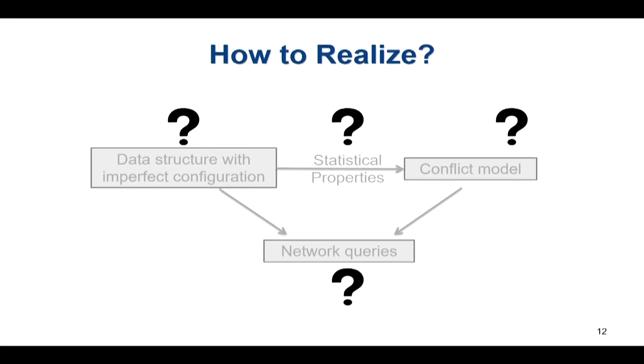To realize this high-level idea, we need to address four problems. First, we need a data structure that tolerates imperfect configuration. Second, we need to analyze the statistical properties of resource conflicts. Third, we need to build the conflict model. And finally, we need to utilize this model to answer user queries.